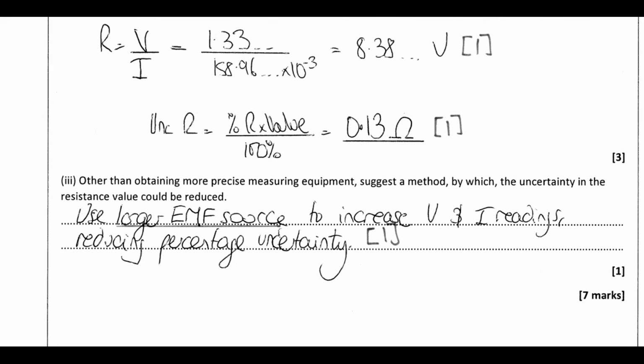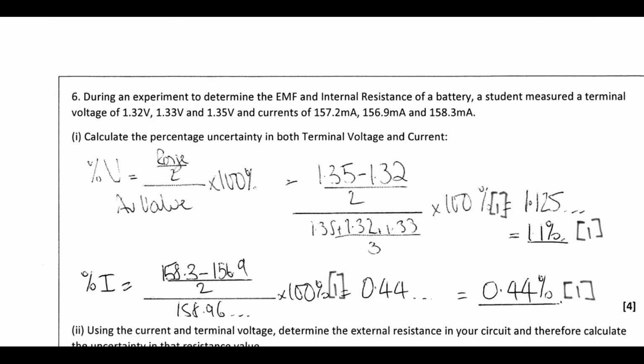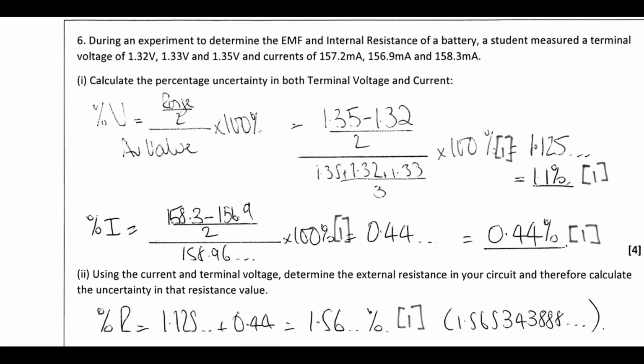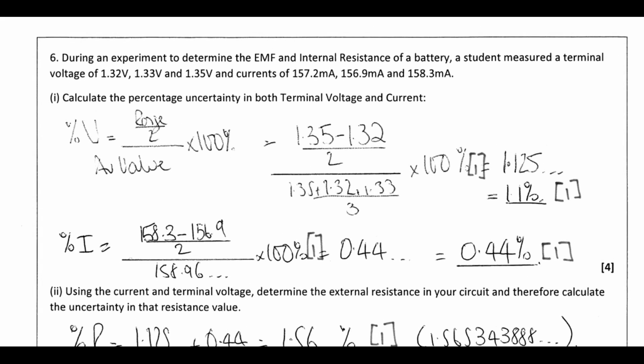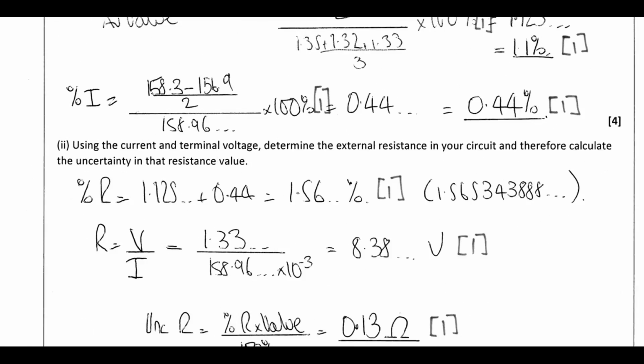So the last part, other than obtaining more precise measuring equipment, suggest a method by which the uncertainty in the resistance value could be reduced. So a lot of people said here, take repeat readings, but if you look up here, we've already got repeat readings, so that's not going to be a valid answer here. It often is, but not because we've already got repeat readings.